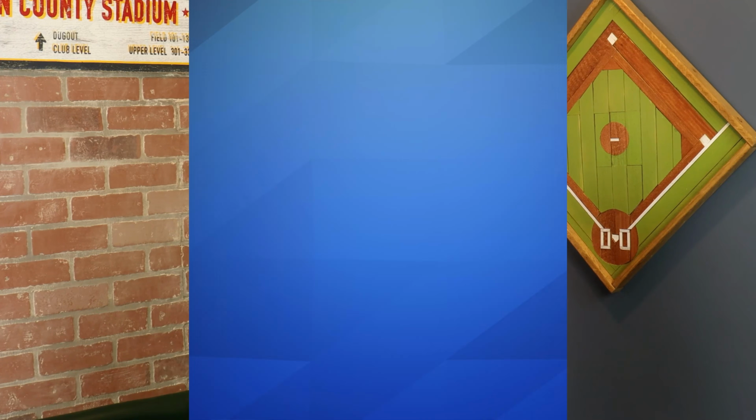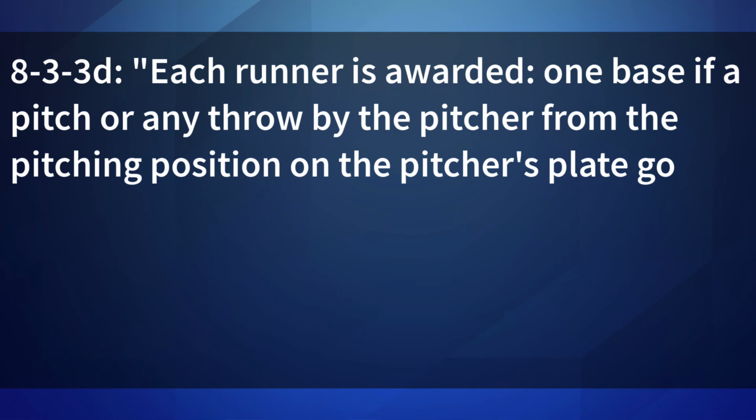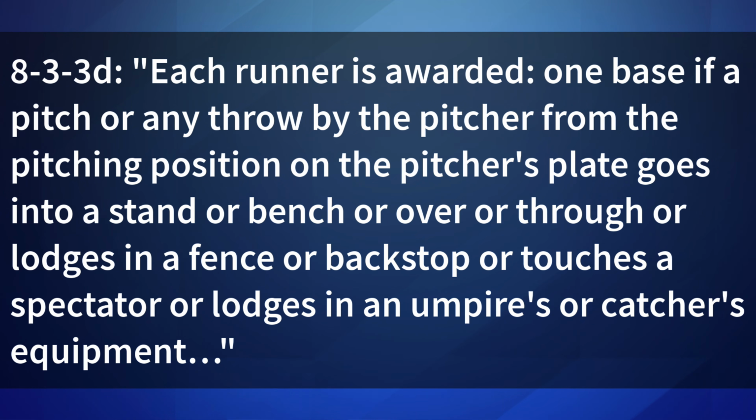To start, let's break down the rules on base awards. Rule 8-3-3D. Each runner is awarded one base if a pitch or any throw by the pitcher from the pitching position on the pitcher's plate goes into a stand or bench or over or through or lodges in a fence or backstop or touches a spectator or lodges in an umpire's or catcher's equipment.